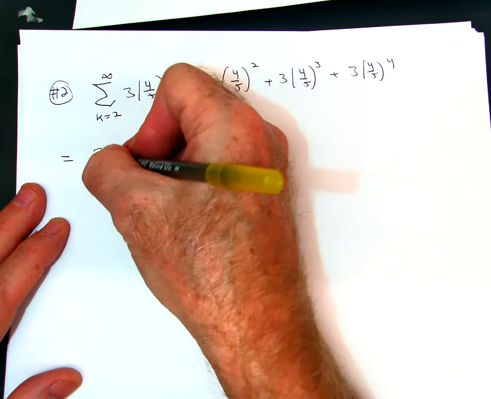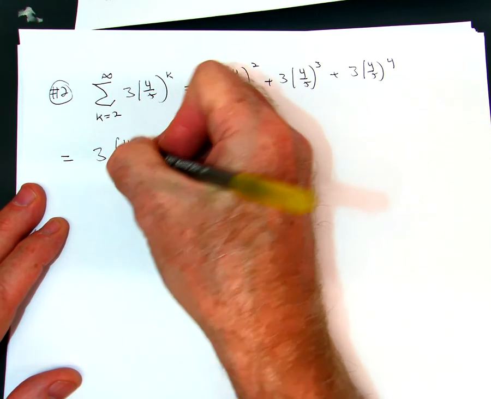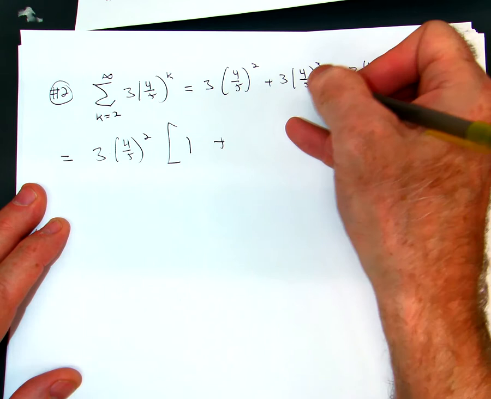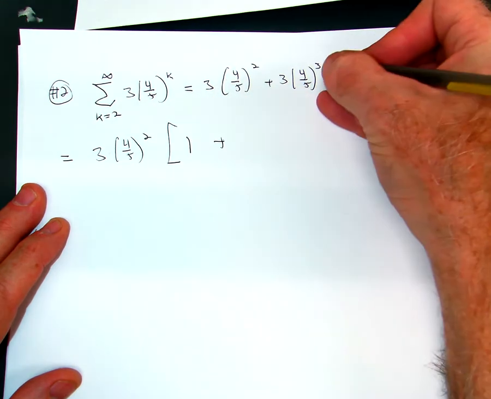I'm going to factor out the first term. So I get a 1 here. 3 out of 3 gives me a 3. Here I subtract 2. I get a 1.